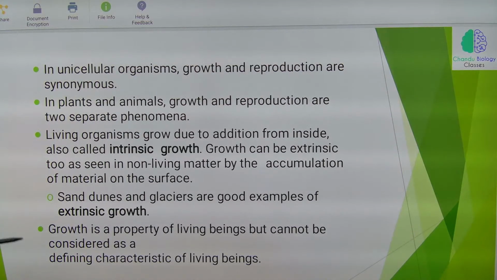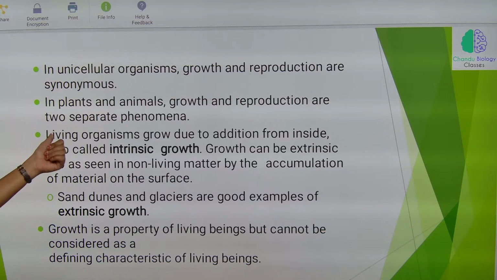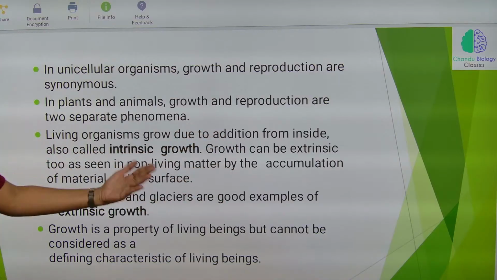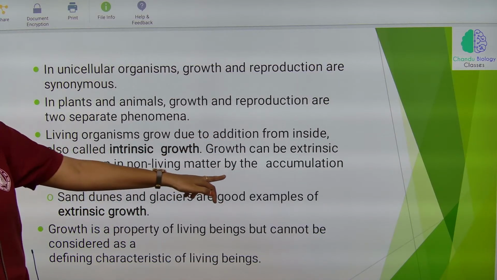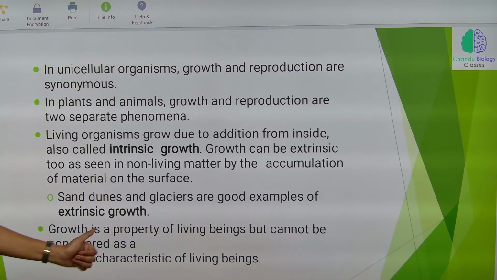Next, in unicellular organisms, growth and reproduction are synonymous. We can say mutually inclusive also. In plants and animals, growth and reproduction are two separate phenomena. Living organisms grow due to addition from inside, that is intrinsic growth. Growth can be extrinsic too, as seen in non-living matter by the accumulation of material on the surface. Sand dunes and glaciers are good examples of extrinsic growth. Growth is a property of living beings but cannot be considered a defining feature of living beings.